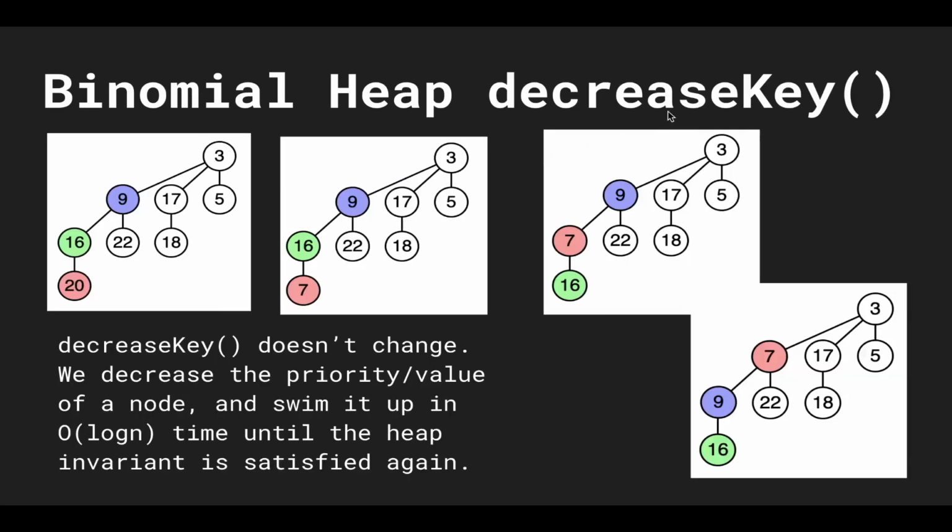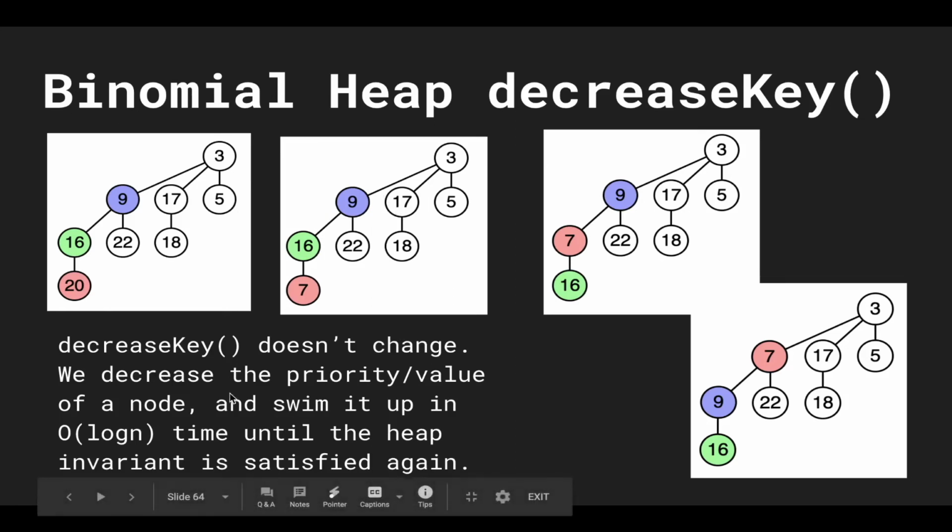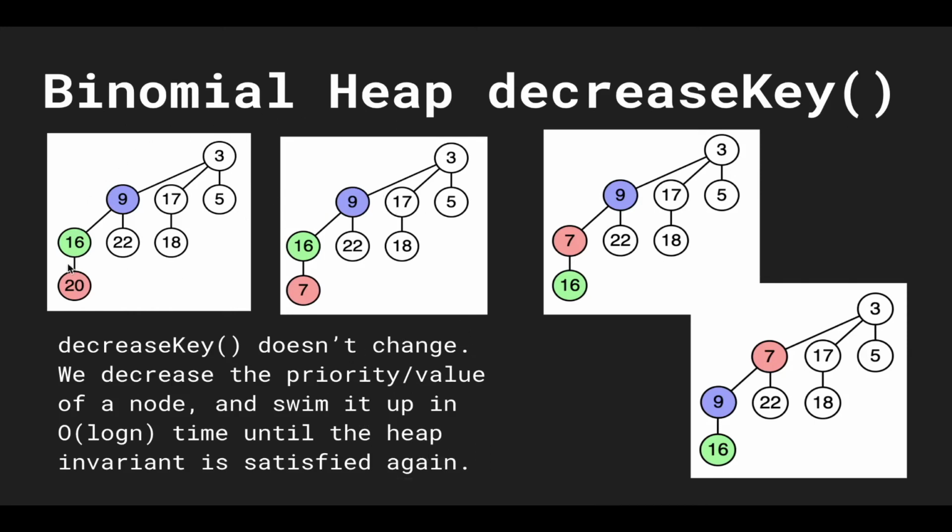Looking at the next method, we have decrease key, and decrease key does not change from the existing implementation of binary heaps. We just decrease the priority slash value of a node and swim it up in log n time until the heap invariant is satisfied again. So this is one tree in a heap. Let's say the client wanted to decrease the priority of this node from 20 to 7. So we're going to change that to 7, decrease it, and then swim it up until it satisfies the heap invariant. So we swim, and then it's good.